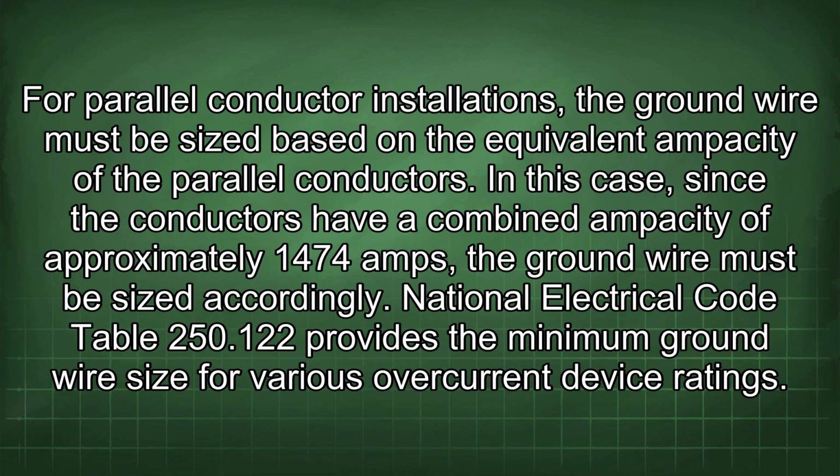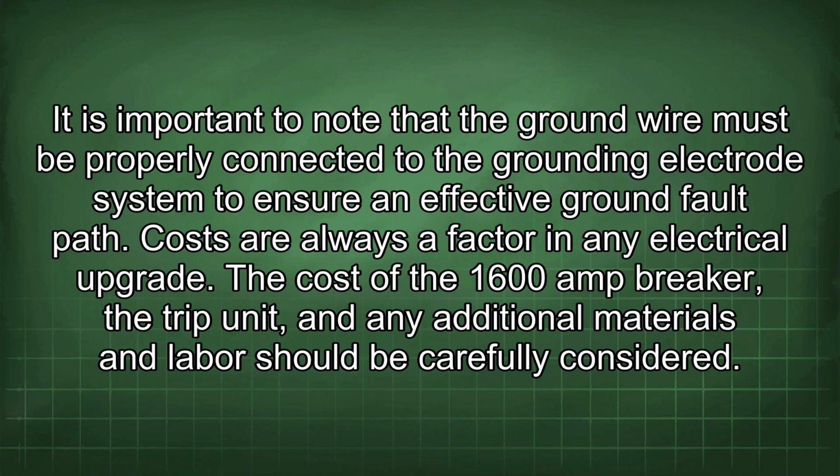accordingly. National Electrical Code Table 250.122 provides the minimum ground wire size for various overcurrent device ratings. It is important to note that the ground wire must be properly connected to the grounding electrode system to ensure an effective ground fault path.